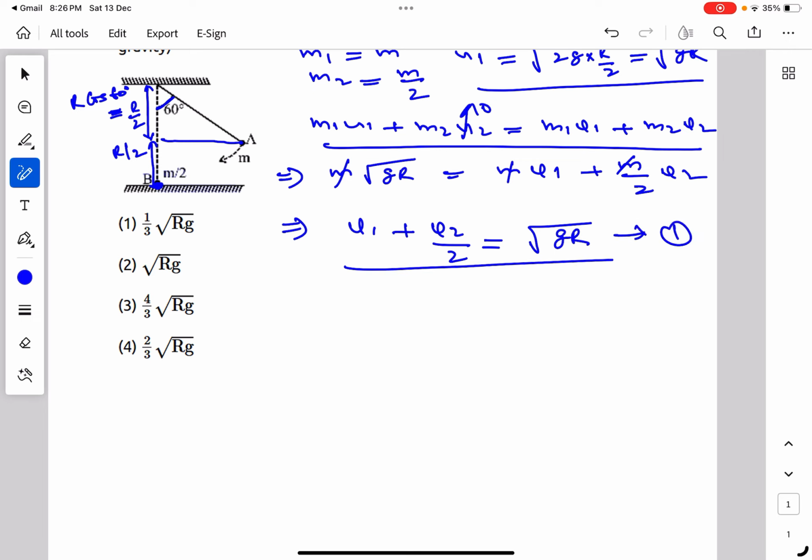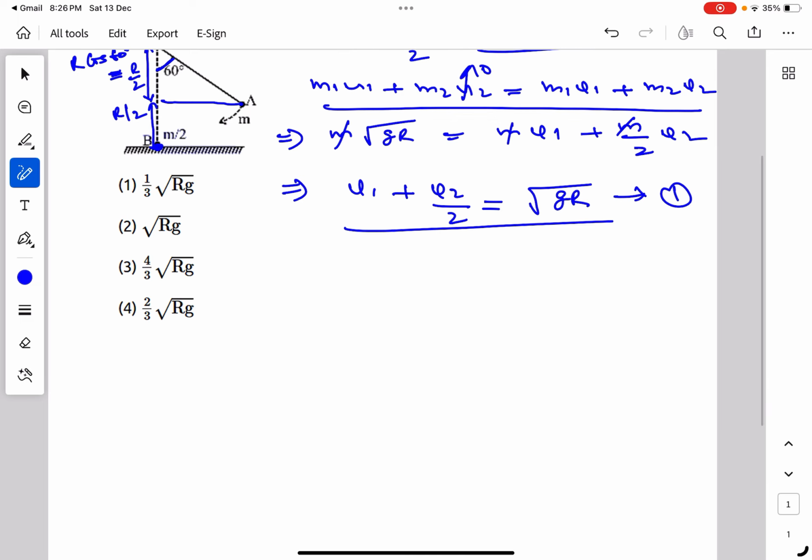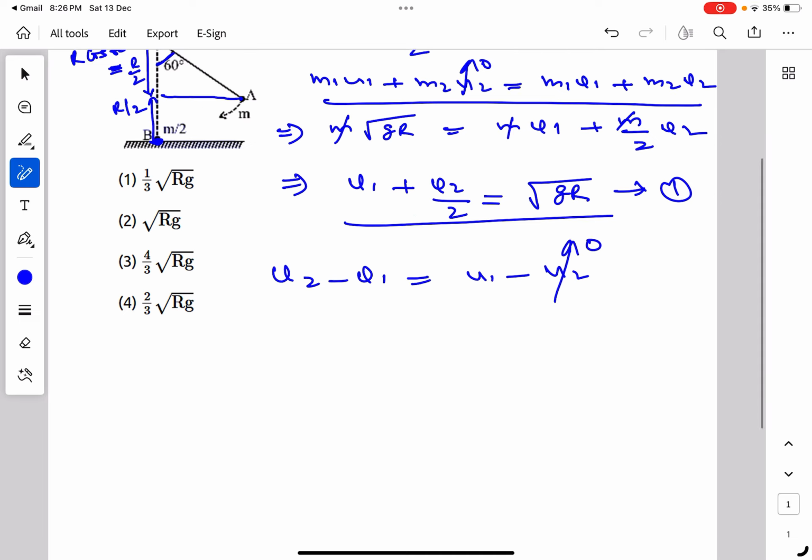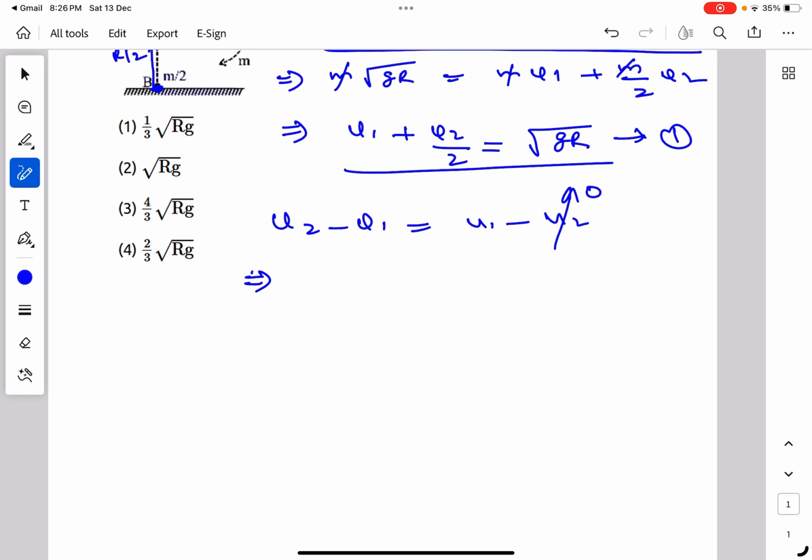Since we are given collision is elastic, so therefore velocity of separation v2 minus v1 would be equal to velocity of approach u1 minus u2. u2 is 0, and u1 is equal to root of gr. So this gives us v2 minus v1 equal to root of gr. Let's call this equation number 2.